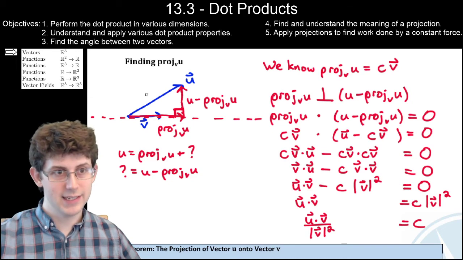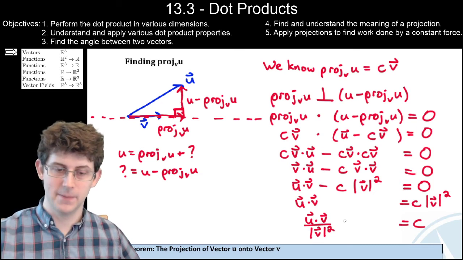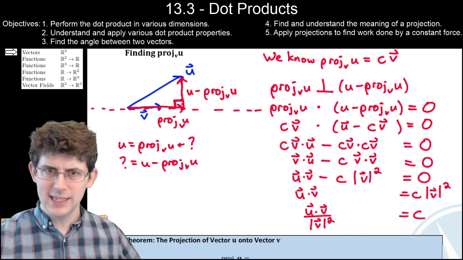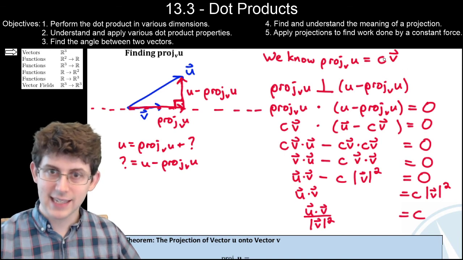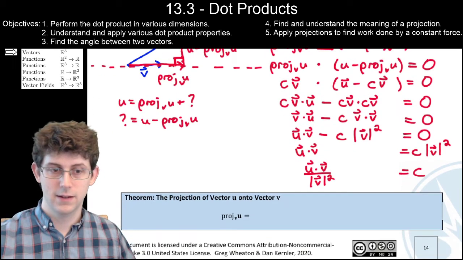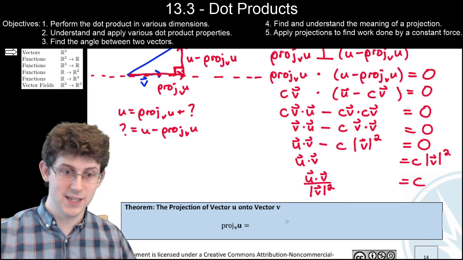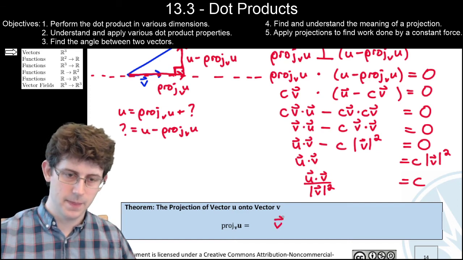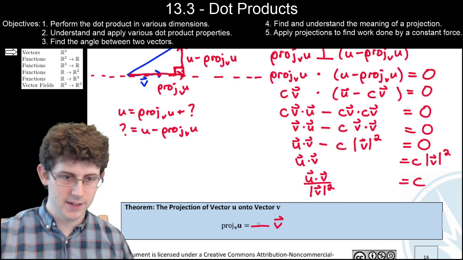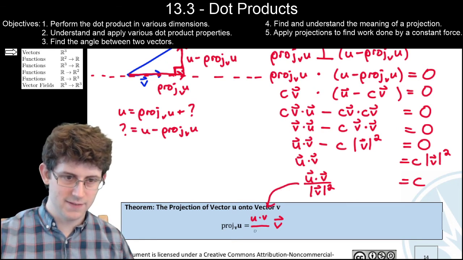It tells me what is the multiple of v that u contributes. It's this thing. So that means that we can actually use this as the scalar right here to make a formula for the projection. So this will be our formula. The projection of u onto v is a multiple of v. But which multiple of v? Well, this one. This multiple. U dot v over magnitude of v squared.